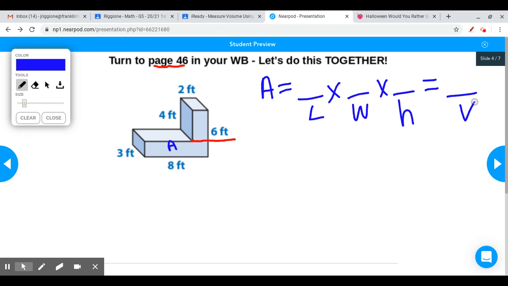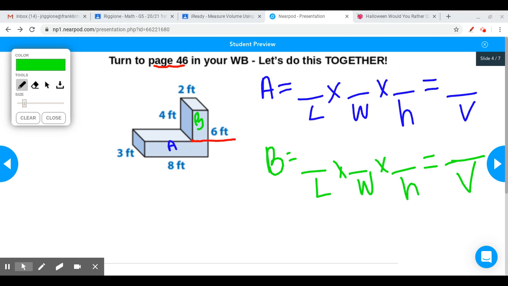So go ahead and set up your workbooks on page 46, just like mine. And here's B. All right. Length times width times height, and get the volume.